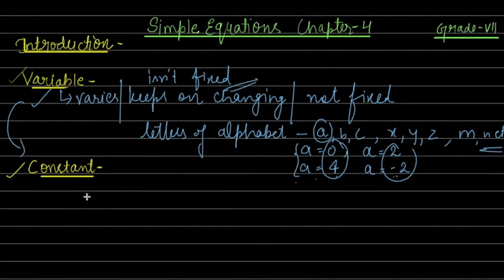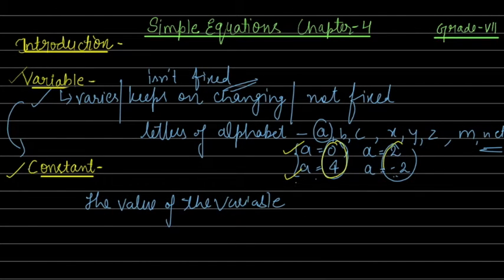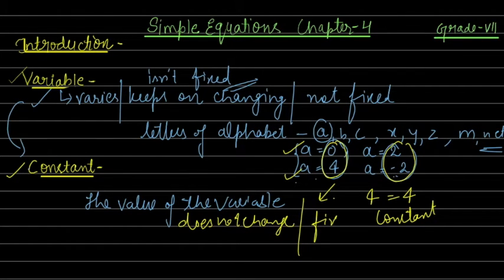Another term which is here is the constant. What is constant? Constant is basically the value of the variable. If you see above, here what we said, A is 0, A is 4. So this value is constant because you cannot change 0, you cannot change 4. If it is 4, that means it is 4. Constant means which does not change, which is fixed. So something which is fixed, the value of the variable, is said to be the constant.